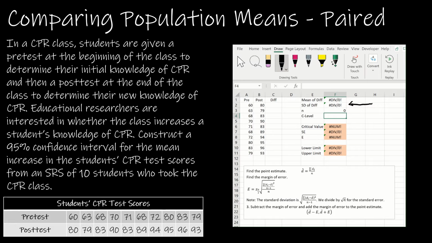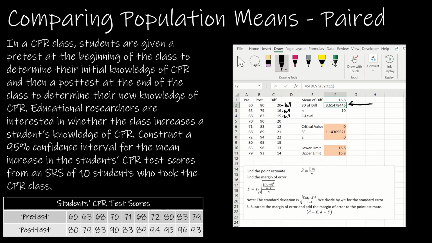So just as a reminder, to find the standard deviation of differences, what I would do is I would find the mean of differences, so equals my post-test minus my pre-test. And I'm just going to calculate that mean really quick. So the mean of differences is 16.8. The standard deviation of differences is found by taking each value minus, so 20 minus 16.8, and 16 minus 16.8, and 15 minus 16.8, and so on.